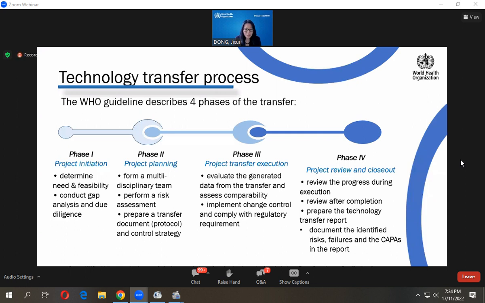After that, you need to develop the transfer document. We call it the technology transfer protocol. This is very important, and also develop a control strategy. We will mention a little bit why control strategy is so important. Because control strategy can help you to produce quality-assured products in the end. So the control strategy must be patient-centric and also linked to GMP considerations and regulatory expectations, with a focus on the production.